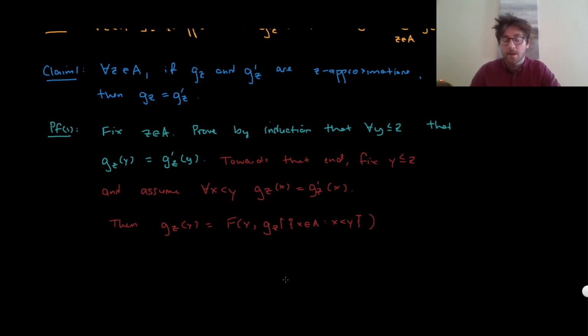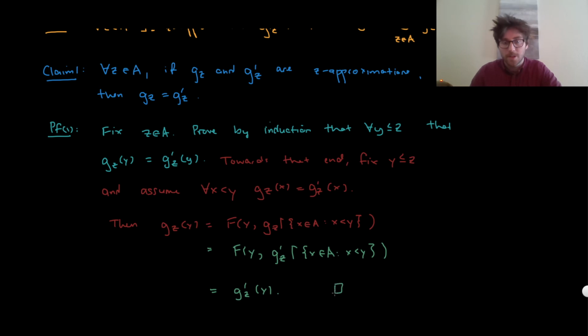Well, what are we assuming in our induction hypothesis? If we took any value that's less than y, and we output g sub z of that value, it's going to be the same thing as g sub z prime of that value. So by the induction hypothesis, this thing is going to be equal to big F of y, and then instead of g sub z, it's going to be g sub z prime, where we still have access to all the previously defined values. But by definition, this is just equal to g sub z prime of y.